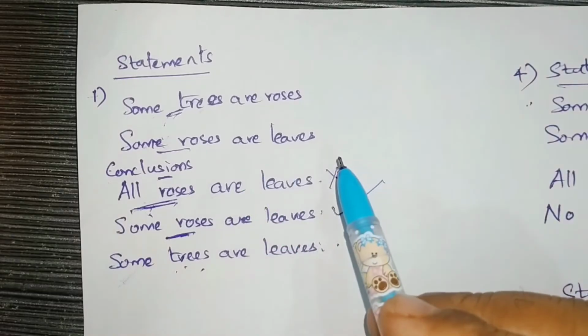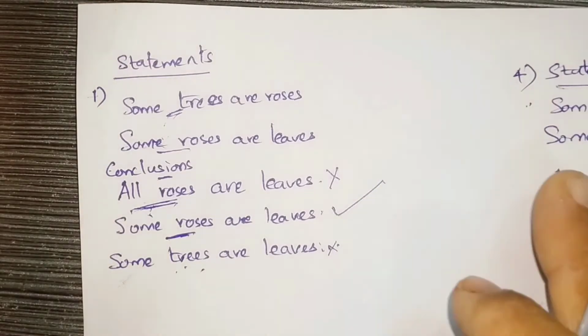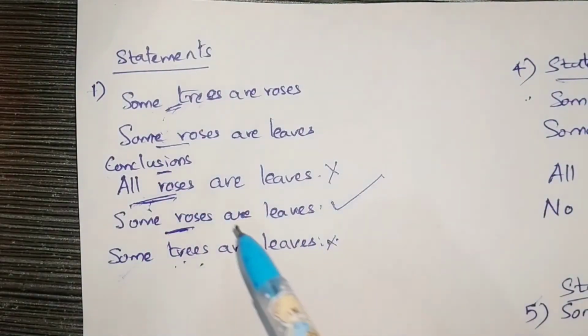Some trees are roses, some trees are leaves. Does not follow. So let us check now. When "some" is coming, "all" will not come. Let us see the diagrammatic way.